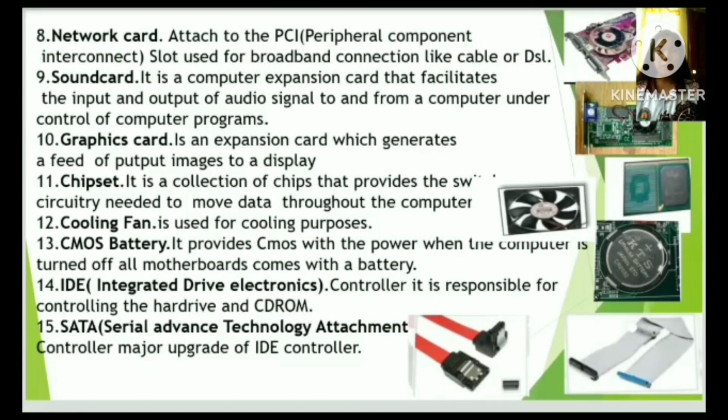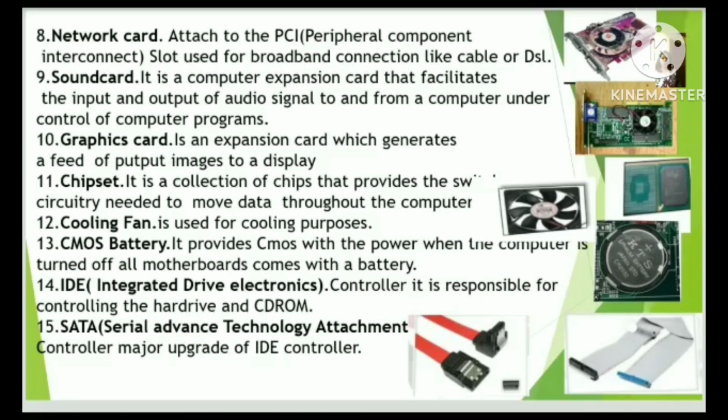So, number 8, network card attached to the PCI or peripheral component interconnect slot used for a broadband connection like cable or DSL. The term broadband commonly refers to high-speed internet access that is always on and faster than the traditional dial-up access. Kasama sa broadband ang ilang high-speed transmission na teknolohiya tulad ng digital subscriber line, cable, or fiber.